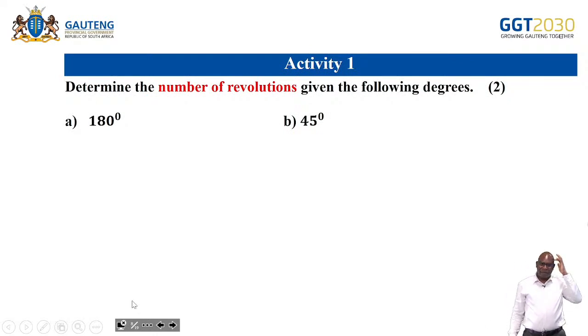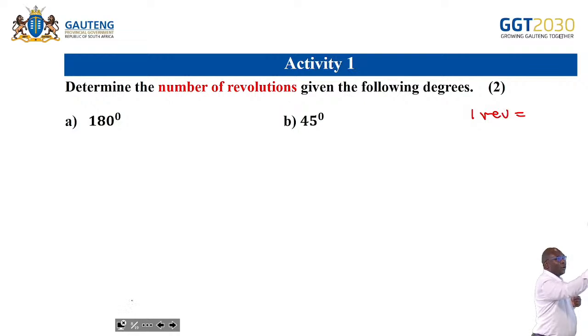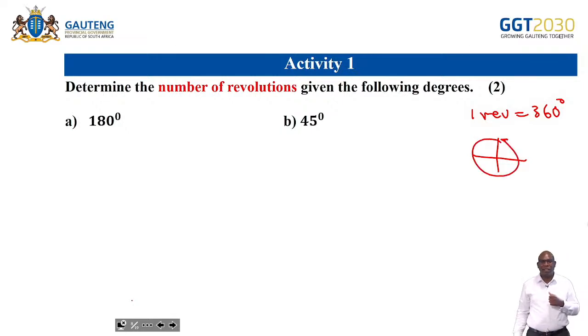Right. Now, activity number 1. Determine the number of revolutions given the following degrees. So the degrees are given. We need to find the number of revolutions in the degrees. Remember we said one revolution will be 360 degrees. That's one revolution. If I've got the whole cycle there, the revolution is 360 degrees.